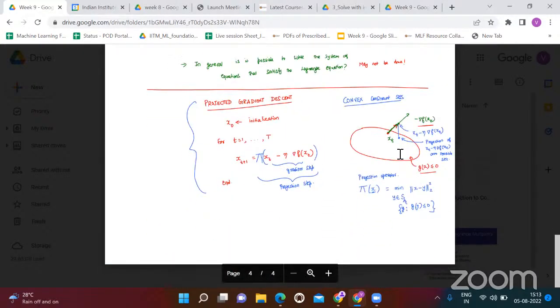The projected gradient descent is not important for the exam, but I'm just telling you for the conceptual purpose. What we used to do earlier was solve many of the problems with the help of gradient descent.